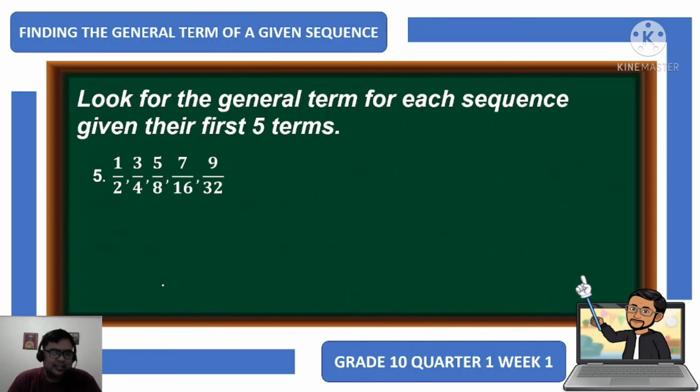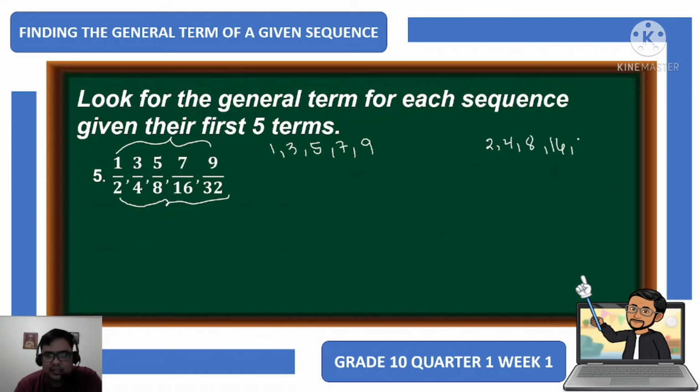Okay, lastly. So, 1 half, 3/4, 5 over 8, 7 over 16, 9 over 32. Para mabilis tayo, hindi na natin gagawin yung differences. Kasi, pag fraction, I suggest, hindi nyo dapat gawin agad yung differences. Ang gagawin natin, examine yung numerator at saka yung denominator. Okay? So, separate natin lahat ng numerator. Then, denominator. 2, 4, 8, 16, 32.